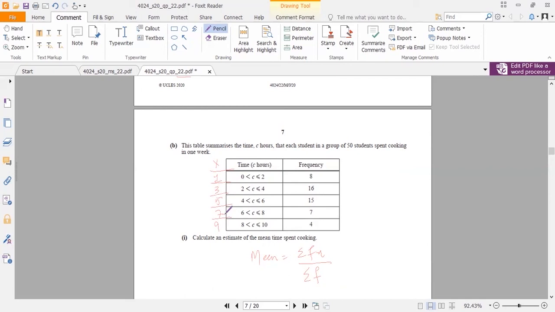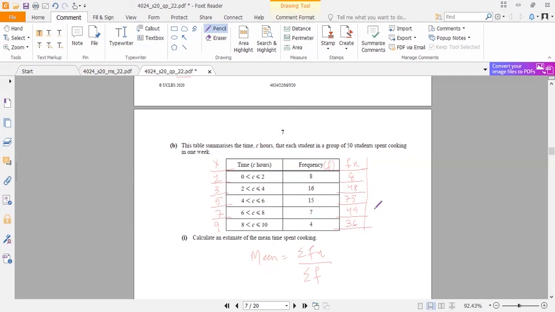Okay, we need to find fx as well. fx means frequency multiplied by x. So here we make a column of fx. 8 multiplied by 1 is 8. 16 multiplied by 3 is 48. 15 multiplied by 5 is 75. 7 multiplied by 7 is 49. And 4 multiplied by 9 is 36.